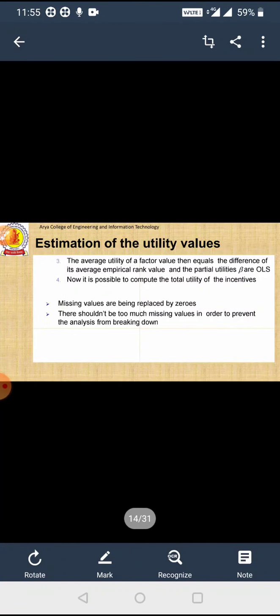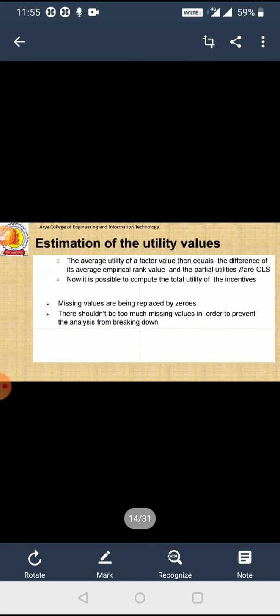This is our estimation. Missing values are replaced by 0, and there should be no missing values, in order to prevent the analysis from breaking down. This is our flow chart. Now we have completed today's lecture. Thank you.